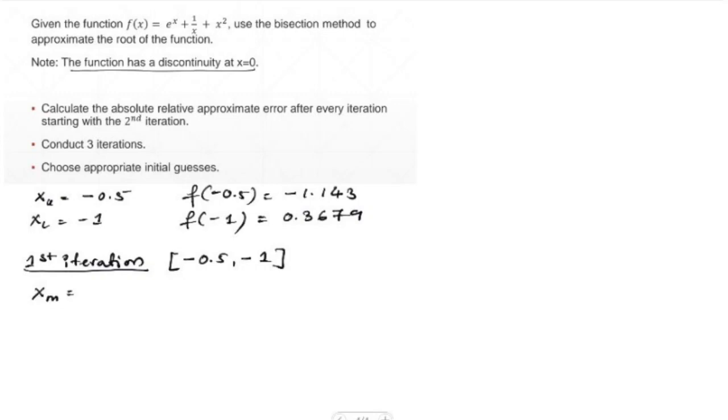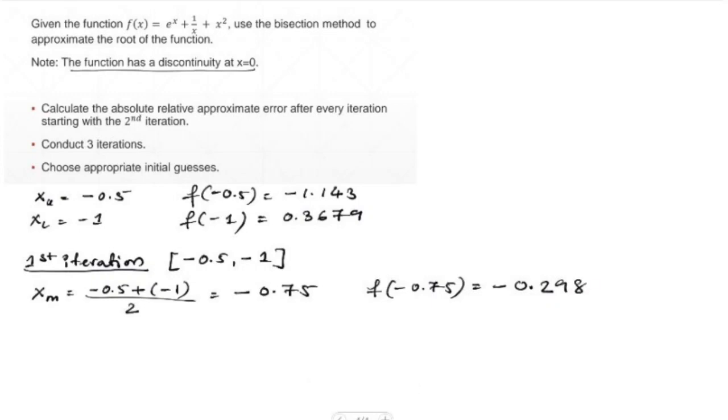The x value is the middle value of these two: minus 0.5 plus minus 1, divided by 2, which gives minus 0.75. If you put minus 0.75 in the function, you get minus 0.29847.